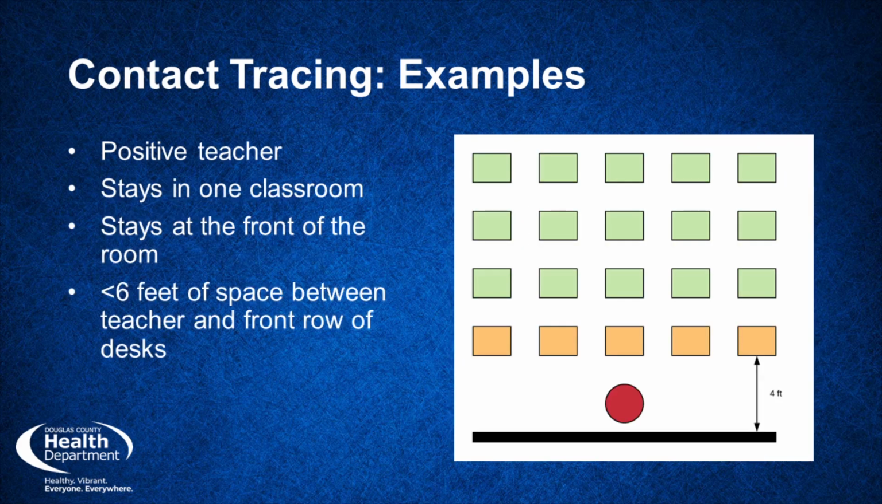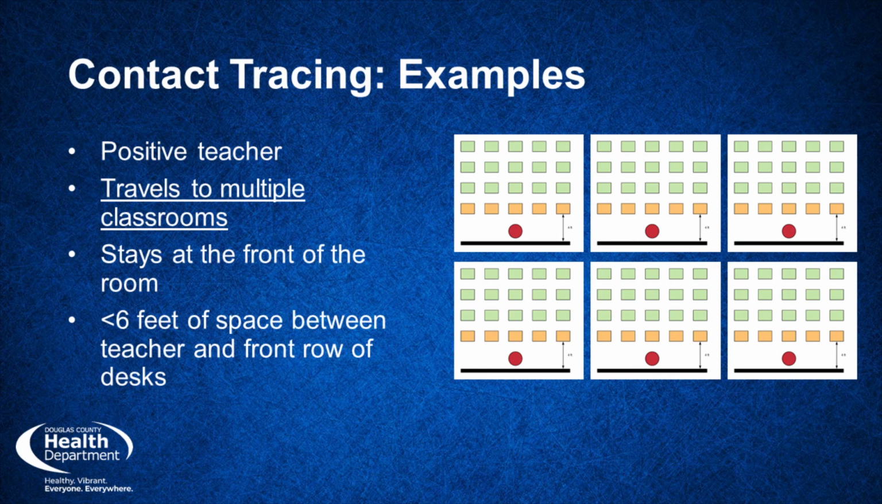Let's look now at positive teachers. This is a situation where the teacher is positive, and you can see in the image that there is less than 6 feet between where that teacher walks to present during the day and that first row of students. So if you have a positive teacher, you need to take into account which classrooms are they in? Are they in one classroom or multiple? And where do they go? If a teacher just stays at the front of the classroom and doesn't walk throughout the classroom, you might only have this first row of students exposed.